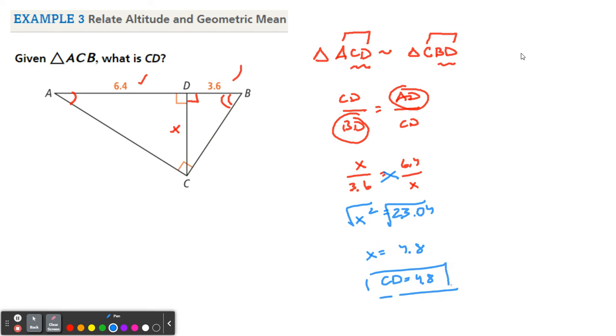So it's very important you understand the whole similarity between right triangles and are able to immediately write down the correspondence of similarity.